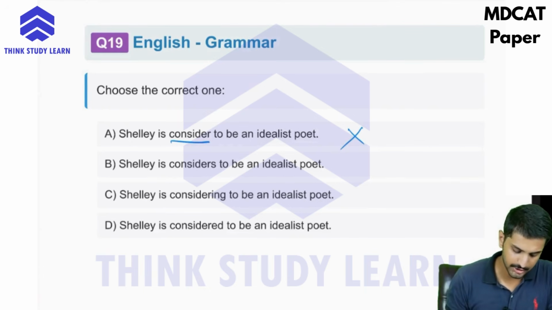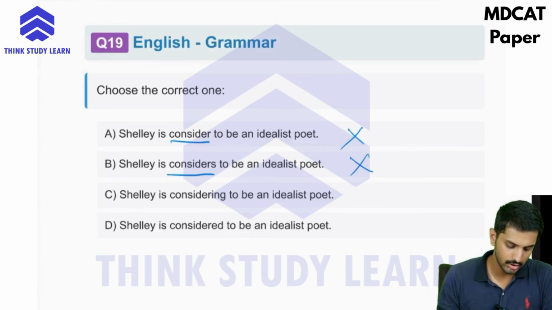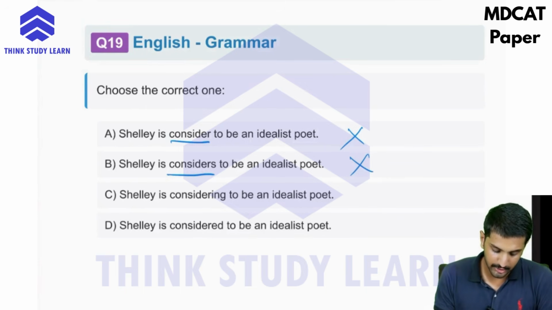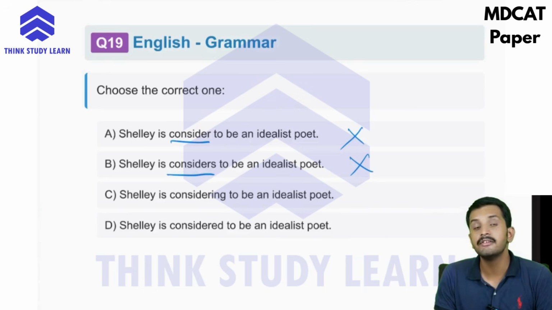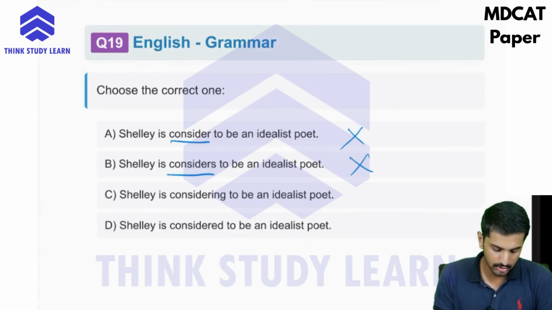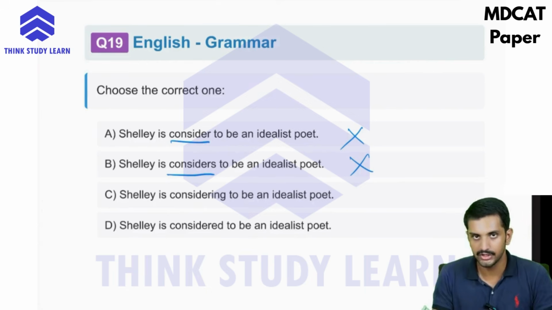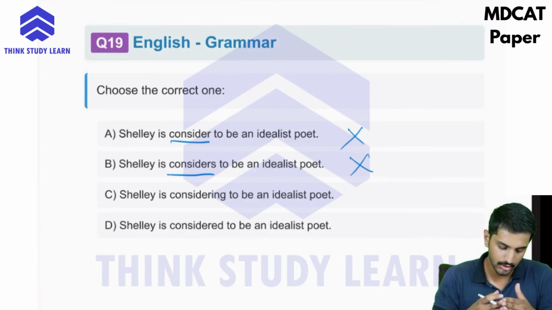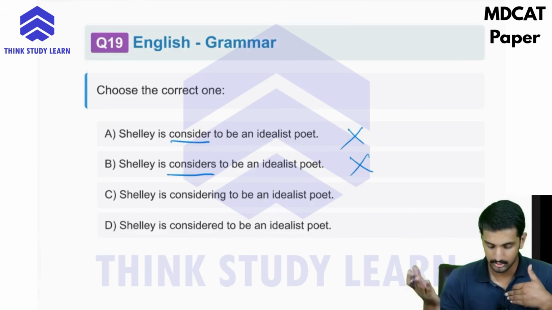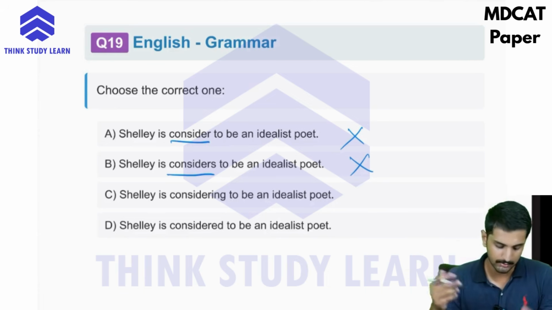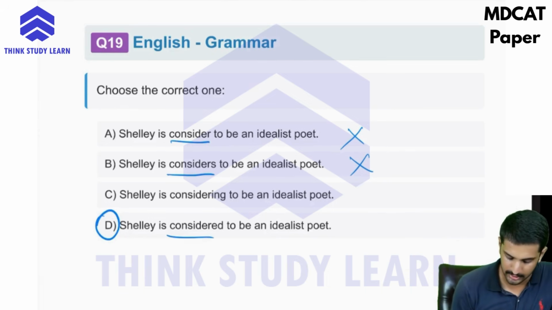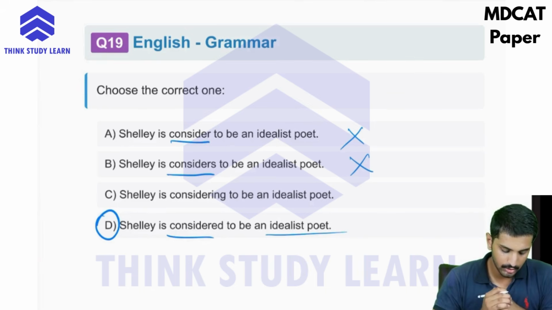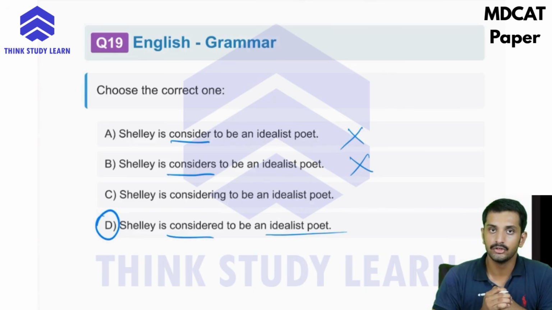B is Shelley is considers, which is also wrong, and C is Shelley is considering to be an idealist poet, which might seem correct to you, but it is actually not, because we are describing Shelley here. All these options describe Shelley. So he is considered to be an idealist poet. That is what is describing him. So it would be D. Shelley is considered to be an idealist poet. So D is the correct option. Moving on to the last question.